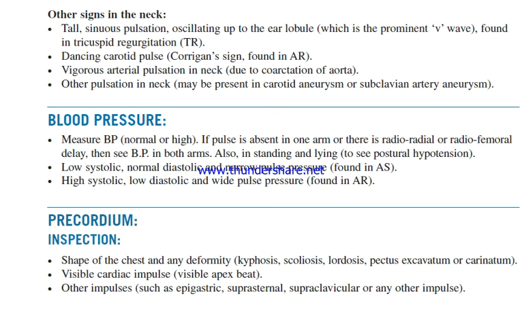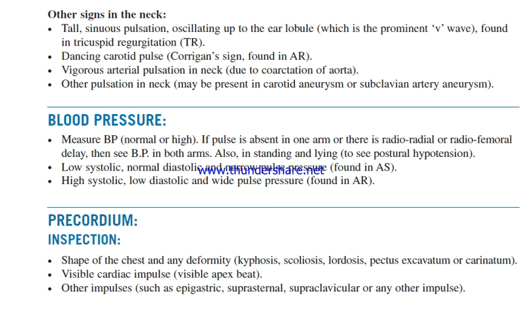Now blood pressure. Measure blood pressure, normal or high. If the pulse is absent in one arm or there is radial or radiofemoral delay, then see blood pressure in both arms. Also in standing and lying to see postural hypotension. Low systolic, normal diastolic and narrow pulse pressure is found in aortic stenosis. High systolic, low diastolic and wide pulse pressure is found in aortic regurgitation.